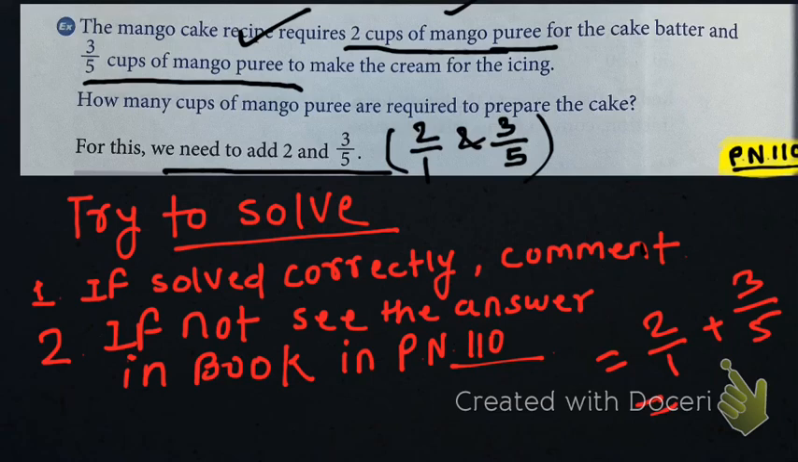Here you can see that the denominator is 1 and here the denominator is 5. First you will find the LCM of 5 and 1. You need to find the LCM of 5 and 1, which number comes lowest in both tables, which number comes in 1's table and also in 5's table, and then you need to make the denominators the same. After making the denominators the same, you will add the numbers.